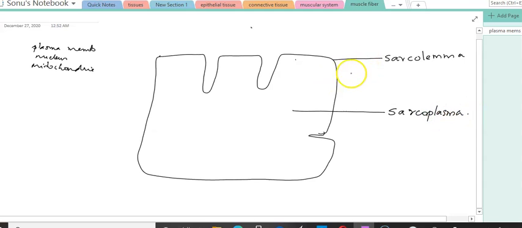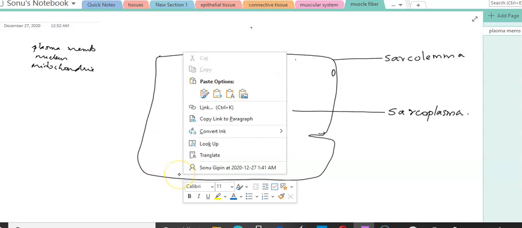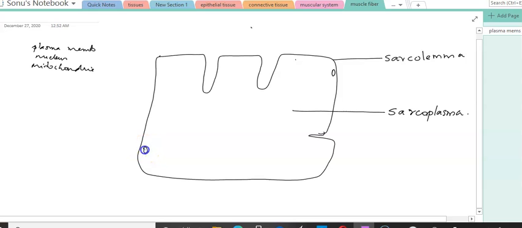And similar to all cells, they have nuclei, but here it is multinucleated, and all the nuclei are just near to the plasma membrane or sarcolemma. And these tiny invaginations are called the transverse tubules.